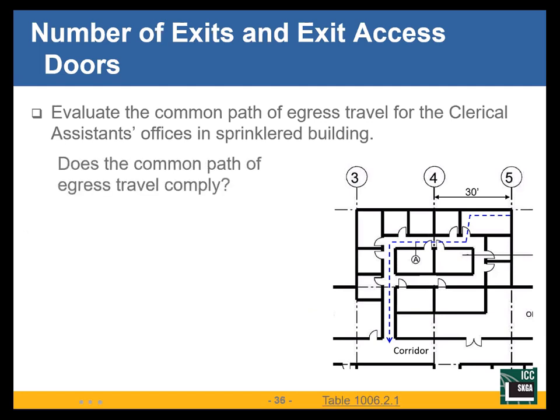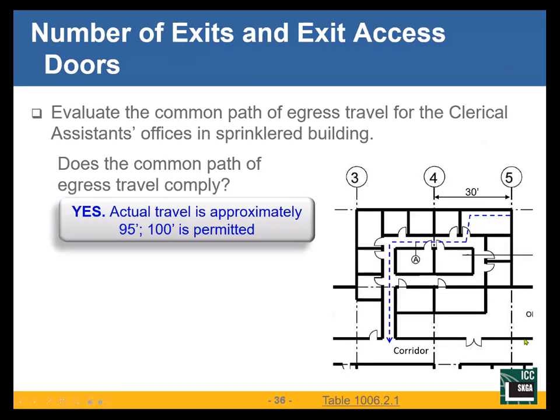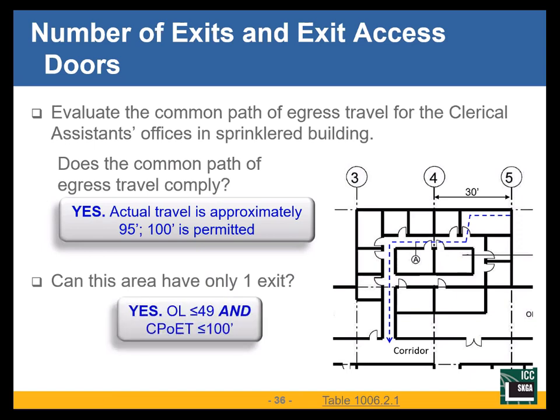Does it comply? Oh, wait, we had group B. Group B, I'm below the 49. I had 15. Building was sprinklered. I get 100 feet. Okay. So does it comply? Yeah. 95 feet. And what if it's 100 feet? It still complies. So it's over 100 that it doesn't comply. So can that area have only one exit? Based on common path of egress travel, yes, on that section.